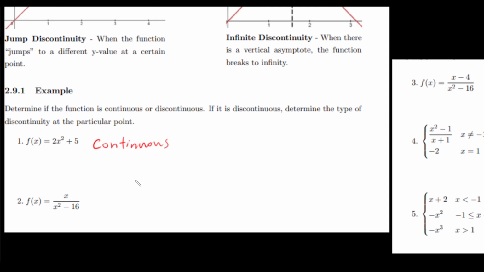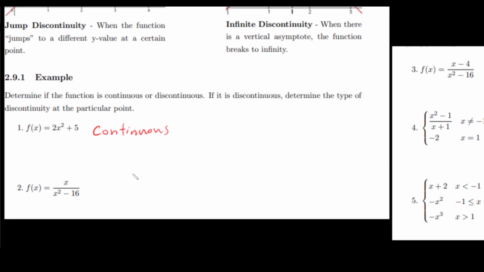Next one. Now keep in mind that the denominator can't have zeros, because then f of x is going to be undefined. That means that point doesn't exist. So at which x points is it undefined? Well, let's simplify this to x over x minus 4 times x plus 4, a difference of squares. That means at x equal to negative 4 and 4, f of x would be undefined.